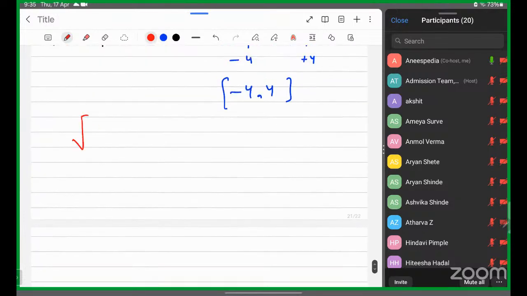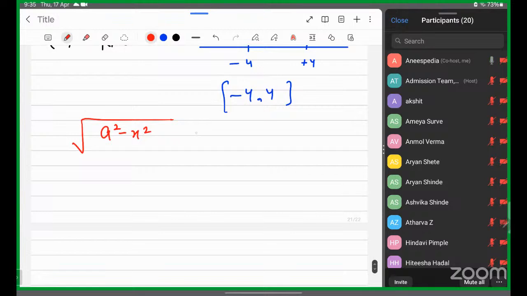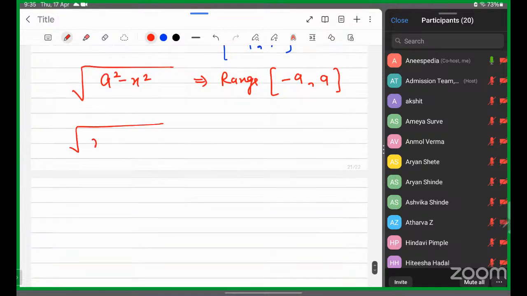If you have a function like this, square root of a square minus x square, in that case, the range will always be minus a to a. If you have square root of x square minus a square, in that case, the range will be minus infinity to minus a union a to infinity.